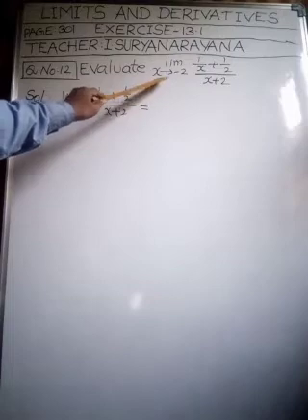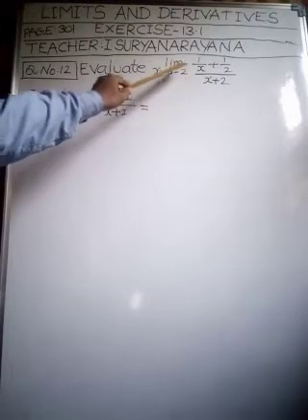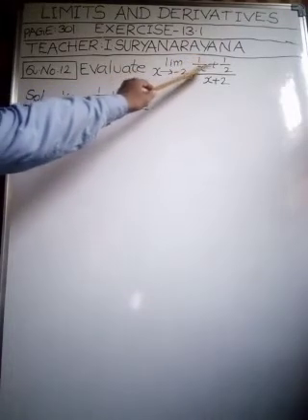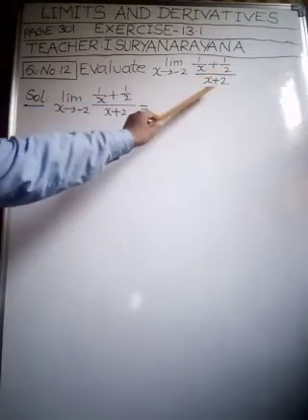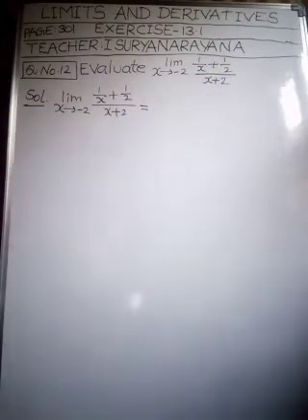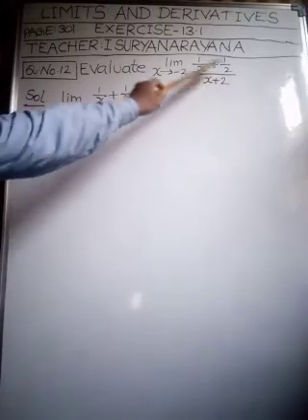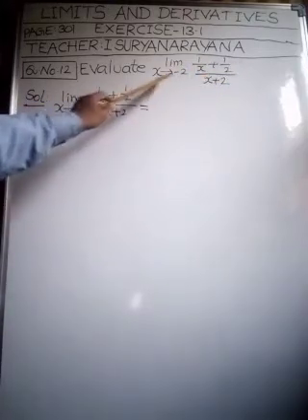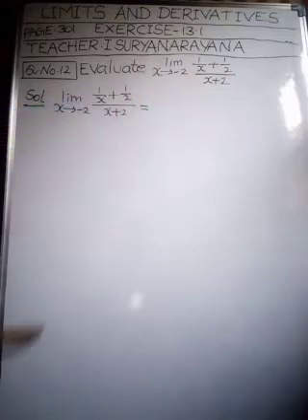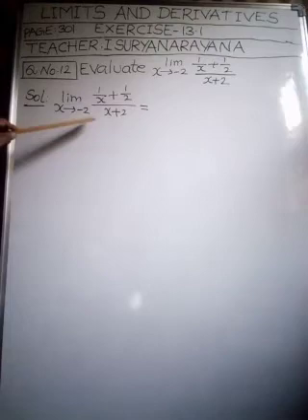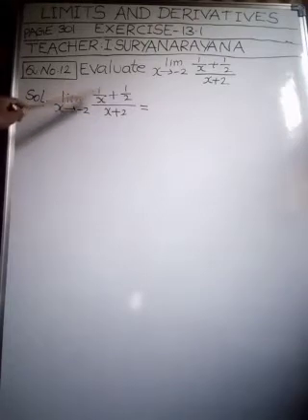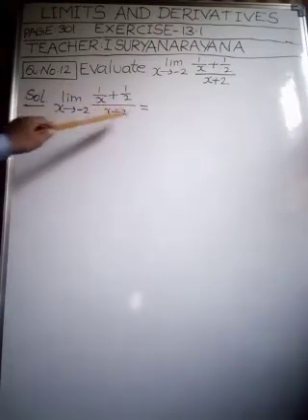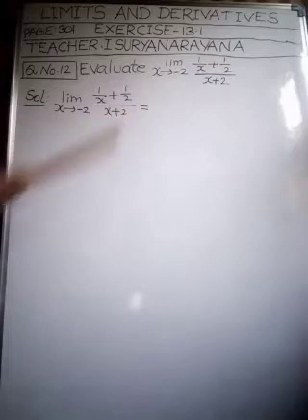Evaluate as x tends to minus 2, limit of (1 by x plus 1 by 2) whole divided by (x plus 2). Understood this question, my dear children? We have to find the limit of this function as x is approaching minus 2. Come to the solution part. As x tends to minus 2, limit of (1 by x plus 1 by 2) whole divided by (x plus 2).